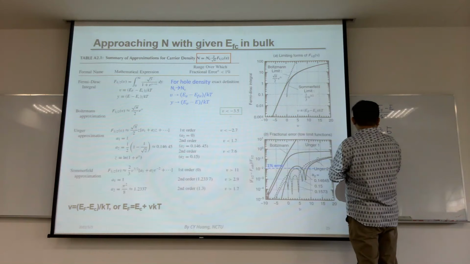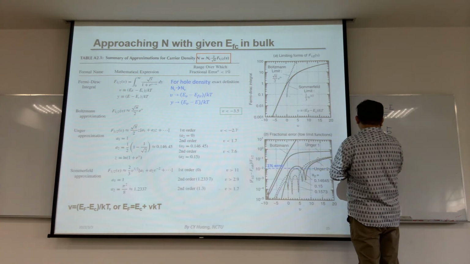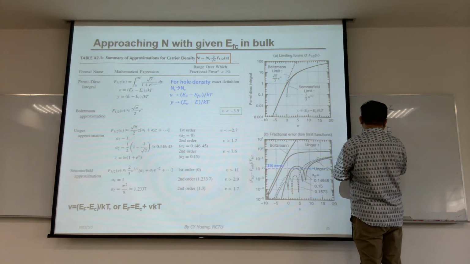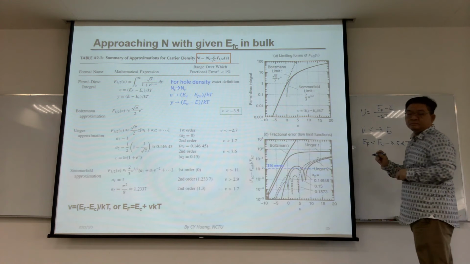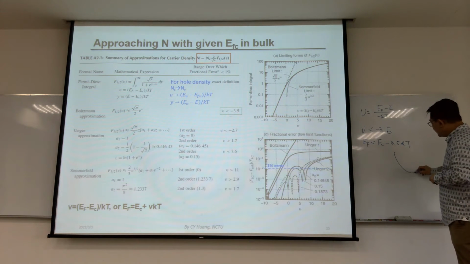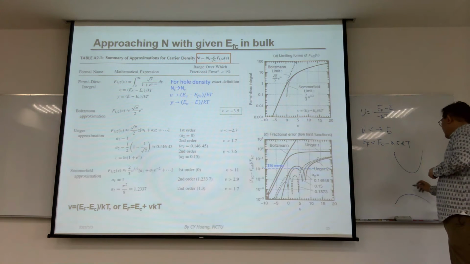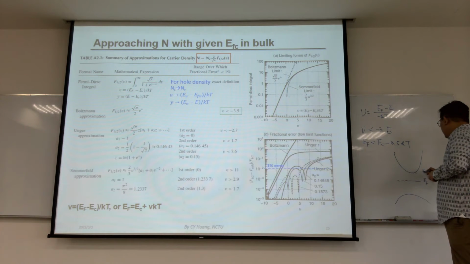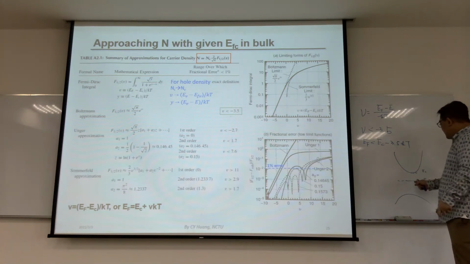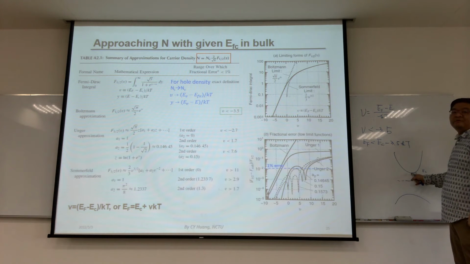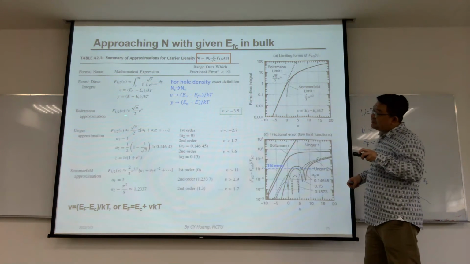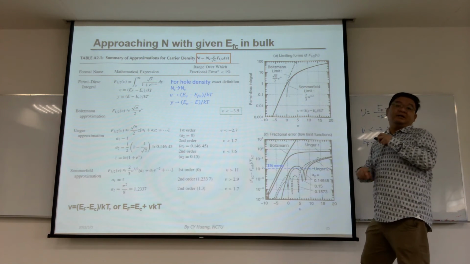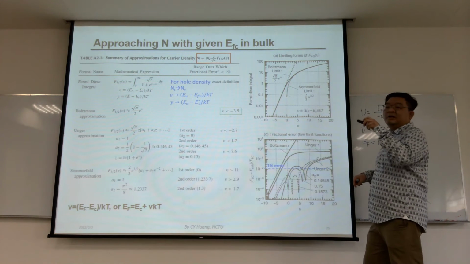means EF is less than EC minus 3.5 kT. That means if this is your band, and this is your EF, and this is EC, the EF must be more than 3.5 kT below your band edge. Then the Boltzmann approximation stands solid with an error less than 1%.